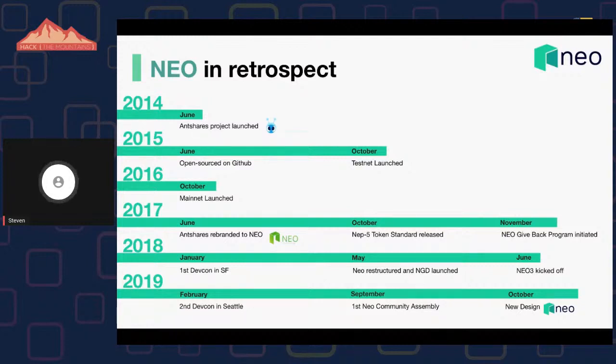We have our new branding design, and last year we did a lot of things, like we have our DeFi protocol Flamingo, and we also joined a cross-chain protocol with another blockchain called Poly Network. And this year, we are going to launch the N3. I will talk more about it later.